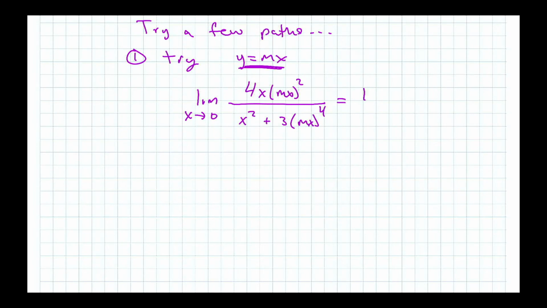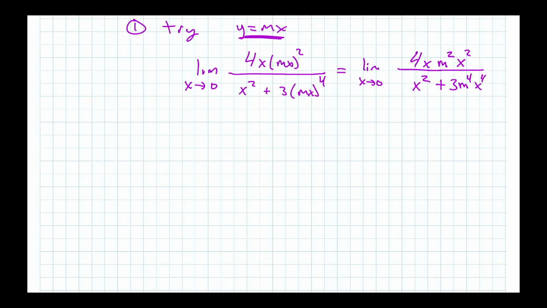Okay, so just like we did a couple times, you're going to work that out in the numerator and the denominator. Be careful with your exponents here. You have 4x, and then (mx) squared is m squared x squared. People forget to square the m. Down here, we have x squared plus 3, and we have (mx) to the fourth. That's going to be m to the fourth, x to the fourth. So we'll simplify this as much as we can. In the numerator, we have 4m squared x cubed. In the denominator, we've got x squared plus 3m to the fourth x to the fourth.